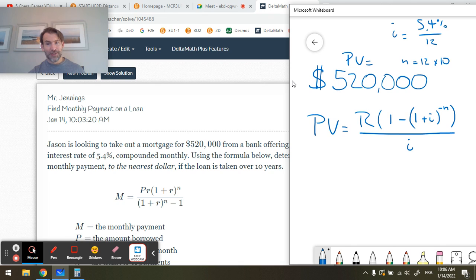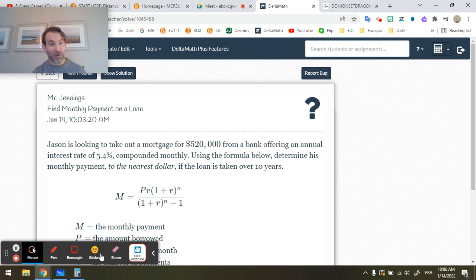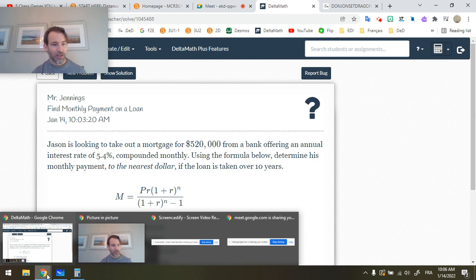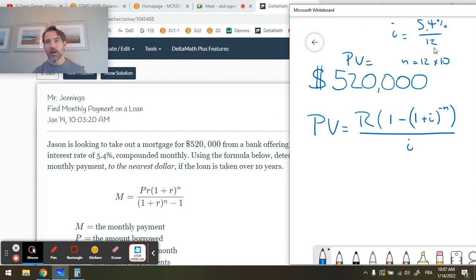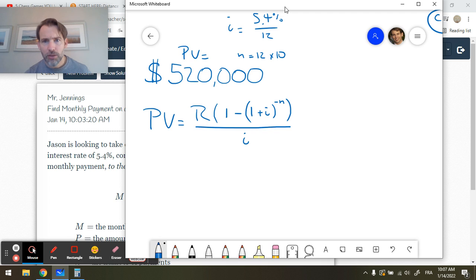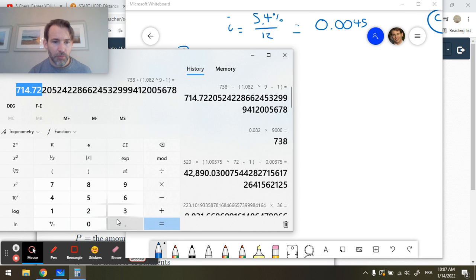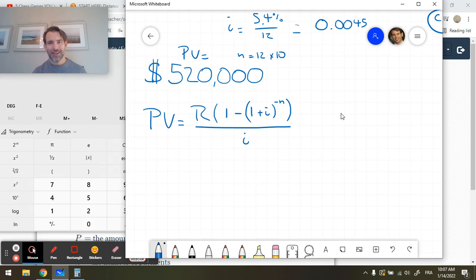54 does not go into 12 evenly, but it is half, so let's do this one with mental math. Okay, 54 divided by 12 is 4.5, so this will be 0.45, so let's do that correctly. So this will be 0.45%, which is equal to 0.0045. Okay, prove it to you: 5.4 divided by 12 equals 0.45. So, like I said. All right, and then n is 120.